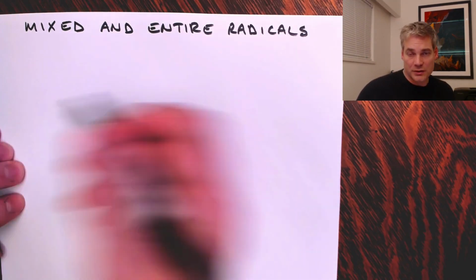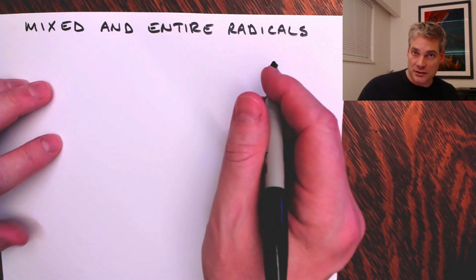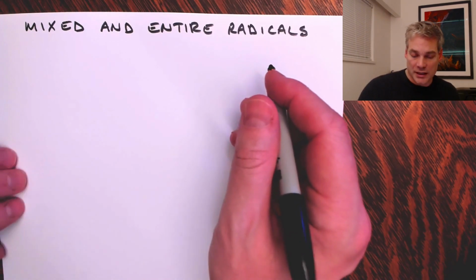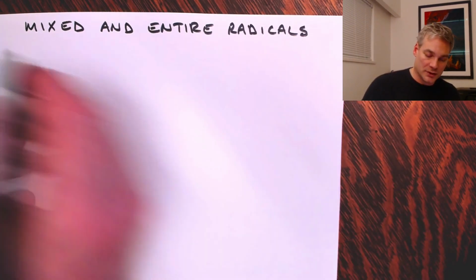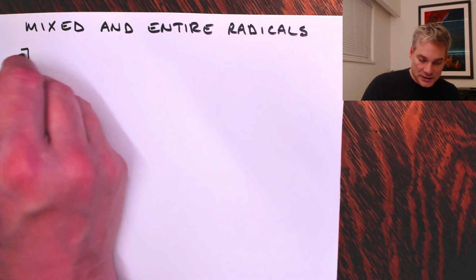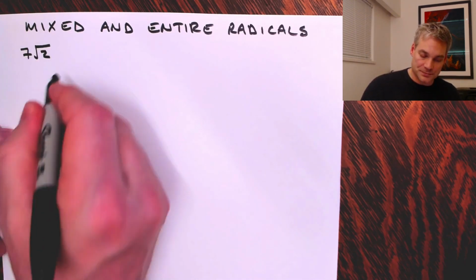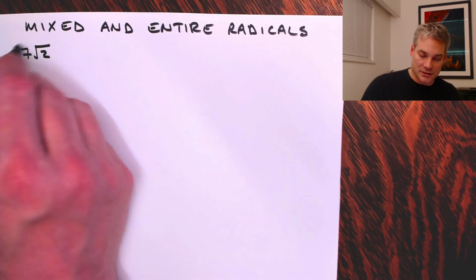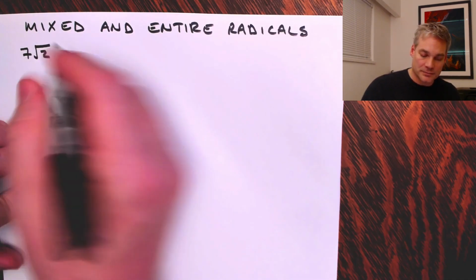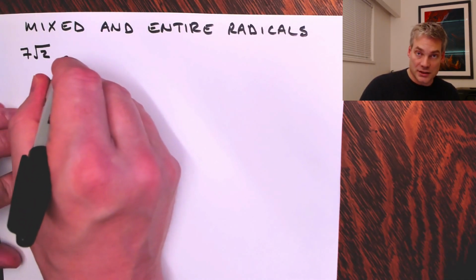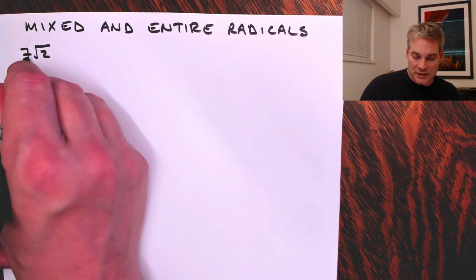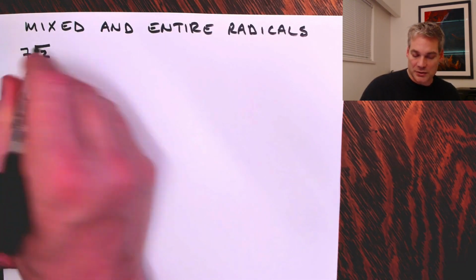So in this, we're going to cover mixed and entire radicals, what they mean, and how to move back and forth. So a mixed radical would be something like 7 root 2. So the mix is this coefficient and the radical. And if I wanted to turn it to an entire, well, what is 7?